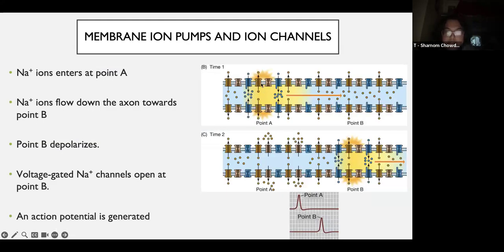So here, sodium ions enter at point A over here at time 1. This yellow means that an action potential is occurring. And then they flow down the axon toward point B. And eventually, over here, the voltage-gated sodium channels close. But here, the voltage-gated sodium channels start to open. And now you have an action potential at point B. So all this is saying, it propagates throughout the axon. You'll go from point A to point B.